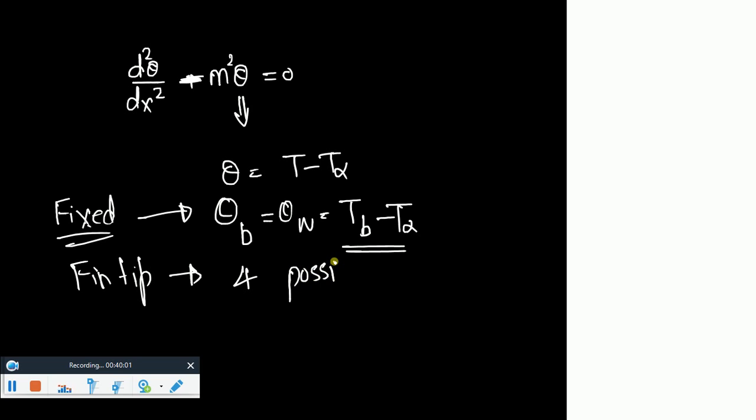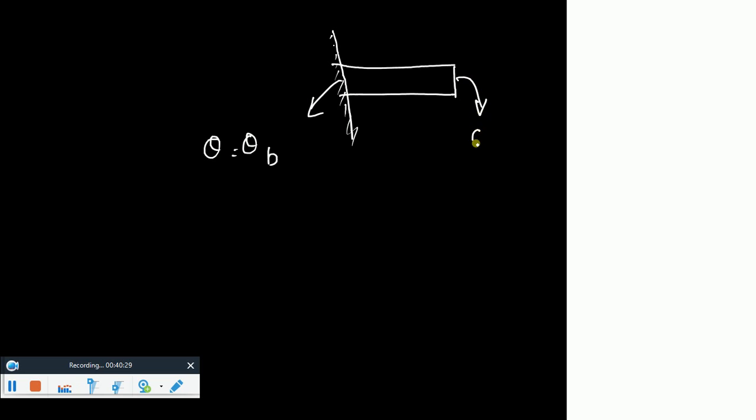And on the fin tip, there are four possibilities to describe the boundary condition. Let me explain it. For example, this is the fin and this is the base. You know at this point theta equals theta_b, and you need to know theta at the fin tip. So we need to know what is theta at tip, and I have told you there are four boundary conditions.